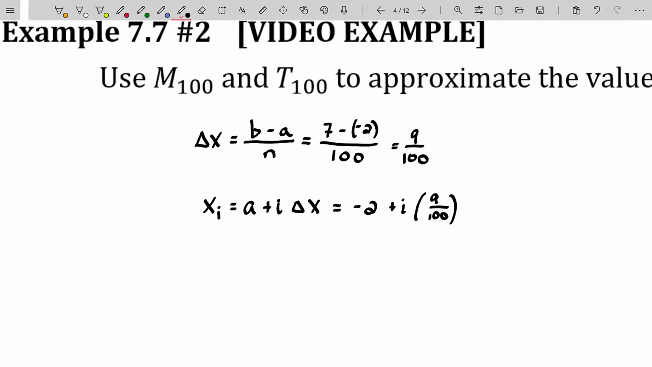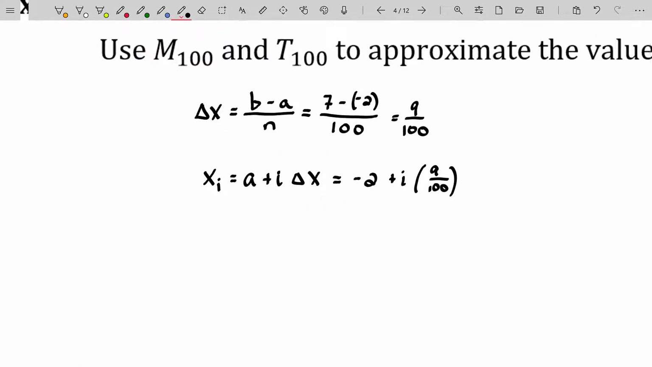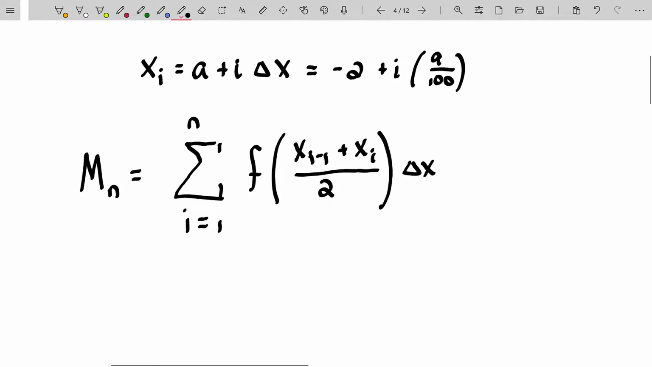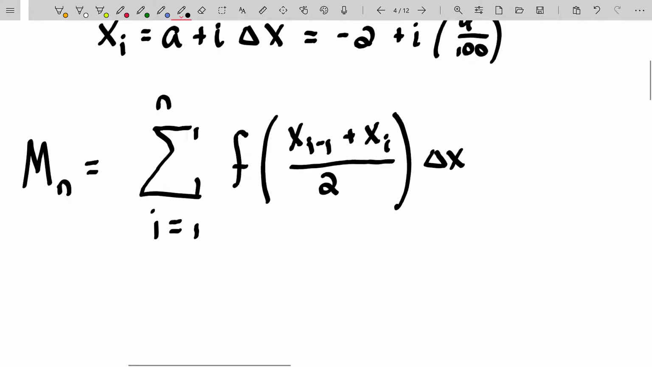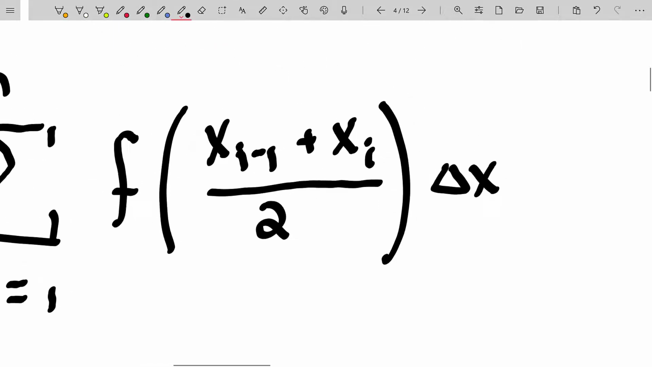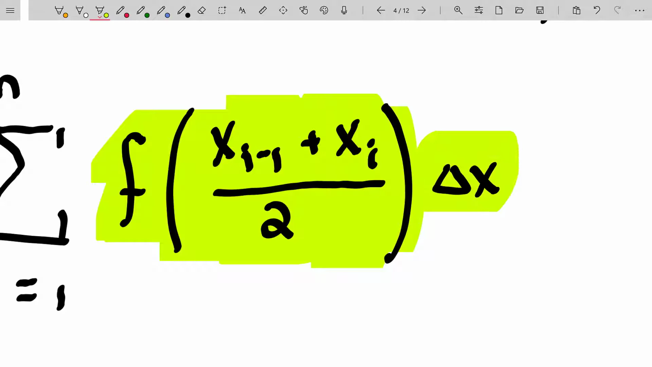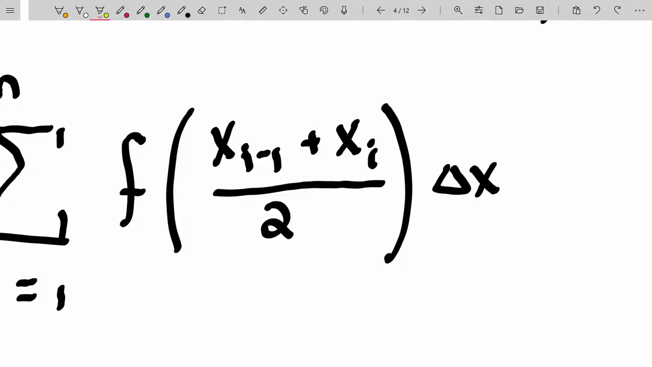That's all we really need to do, other than recalling what the formula structures are for the midpoint and trapezoid methods. For the midpoint method, we have that m sub n, in other words, midpoint method with n subintervals, is just the sum, the Riemann sum, of heights times widths. Remember, the function value here is the height of the rectangle, and delta x is the width of that rectangle. Notice in the midpoint method that we're evaluating the function at the average of the endpoints of the ith interval.